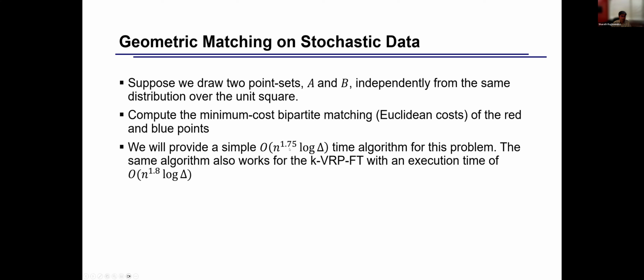For this, I'm going to give you a very simple n to the 1.75 log delta time algorithm. And I'm going to show that the same algorithm also works for fixed time vehicle routing. The only difference is the execution time is going to be n to the 1.8 log delta for fixed time vehicle routing.